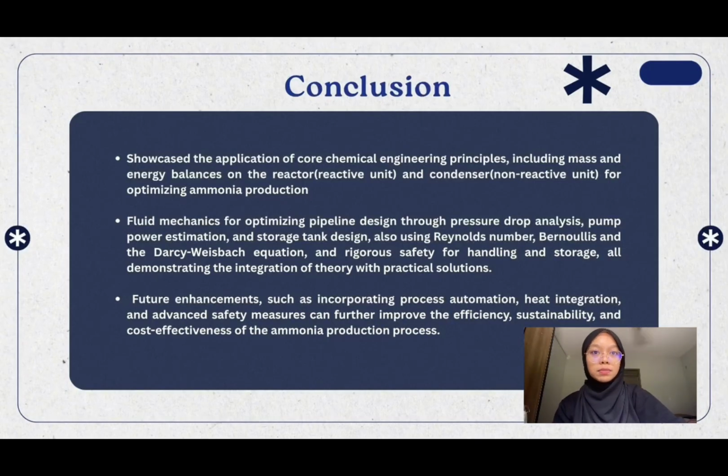Lastly, feature enhancements such as incorporating process automation, heat integration, and advanced safety measures can further improve the efficiency, sustainability, and the cost effectiveness of the ammonia production process.